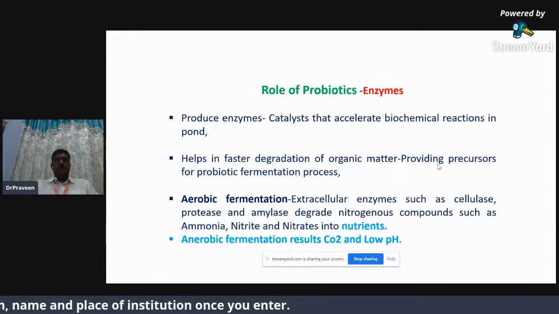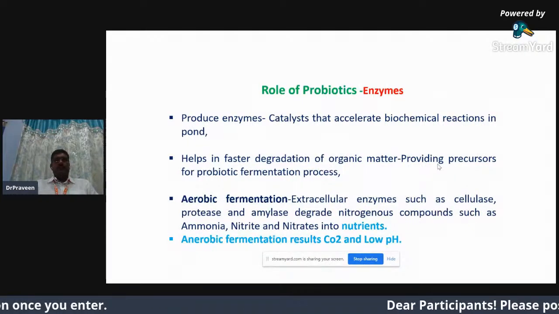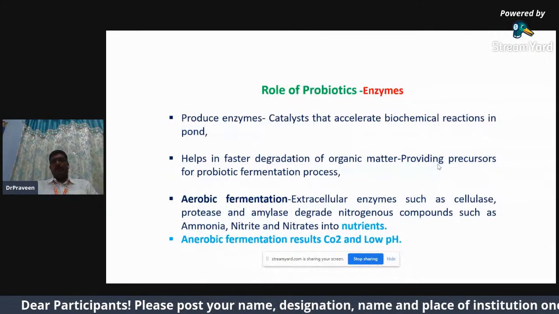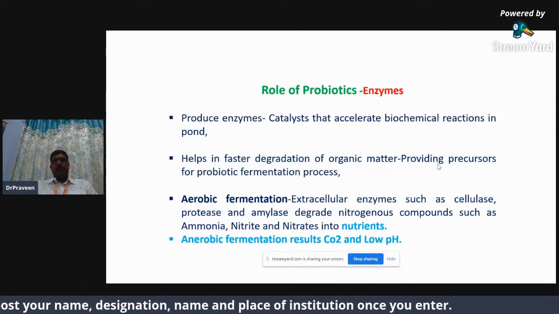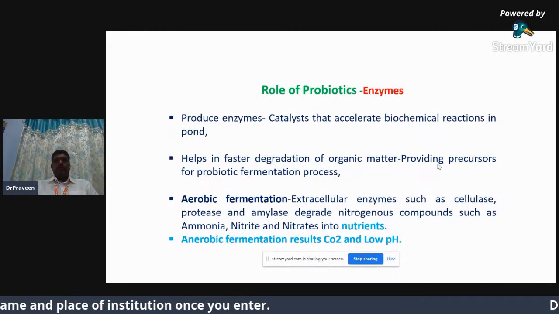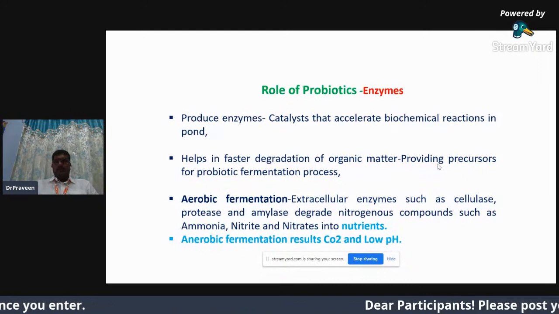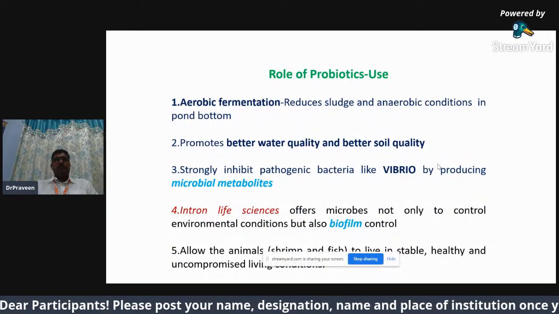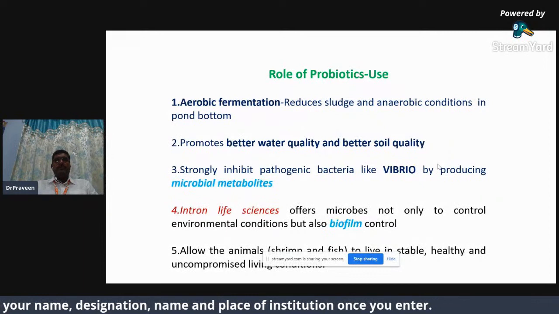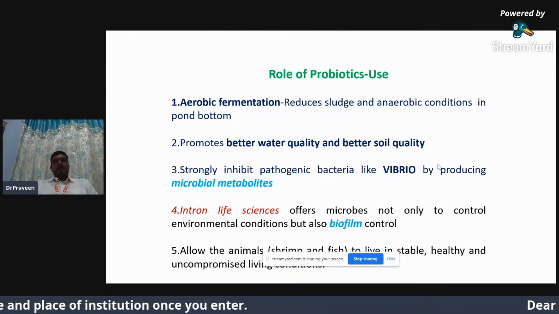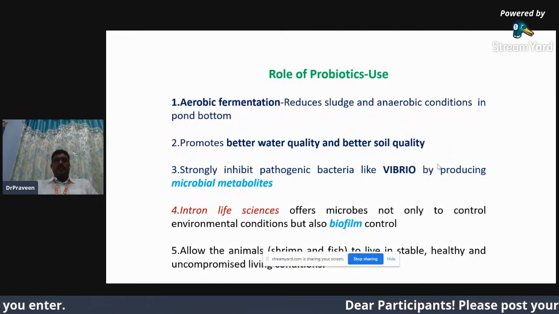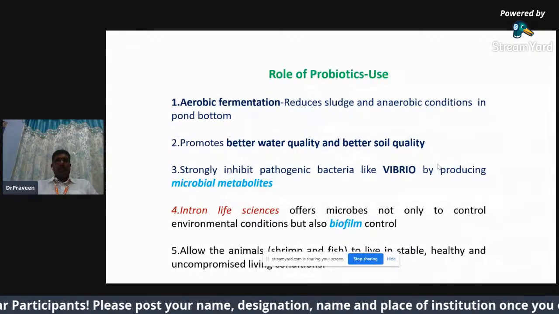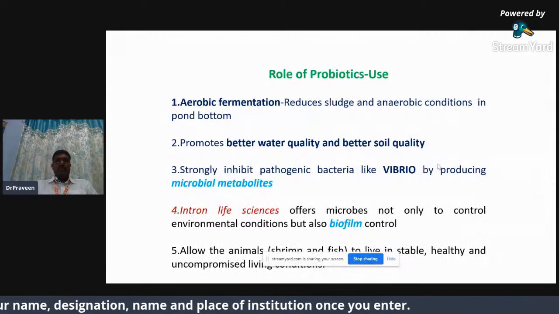Particularly, our probiotics also do aerobic fermentation activity, and they convert whatever excess nitrates and organic matter there is. They convert all the organic materials into nutrients, which will be helpful for the plankton and sometimes for the animal also. And they reduce the toxicity. So the role of our probiotics, particularly under aerobic fermentation, as we discussed, is they reduce the sludge under anaerobic conditions in the bottom. Most of the challenges we discussed earlier, the white fecal disease, the white spot disease, the white muzzle disease, all these are because of anaerobic conditions in the pond bottom.